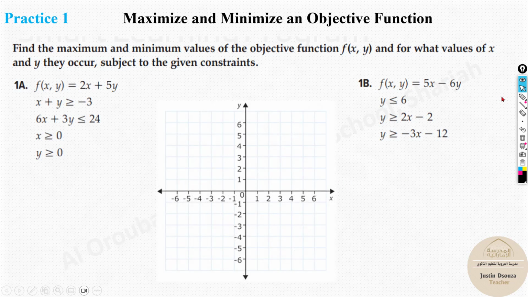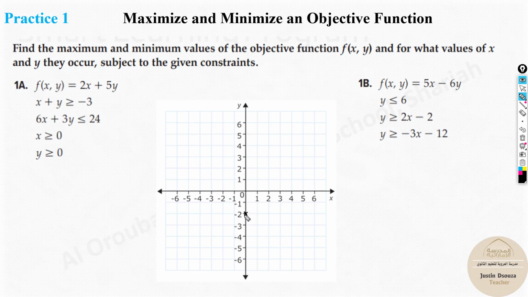I will quickly try to solve one over here. I'll do 1b over here. We will try to do it as quickly as possible. The first thing I can see is there is already the slope intercept form. That's well and good. So these are the three constraints. I will quickly try to graph them up.